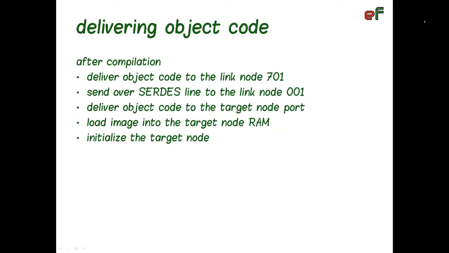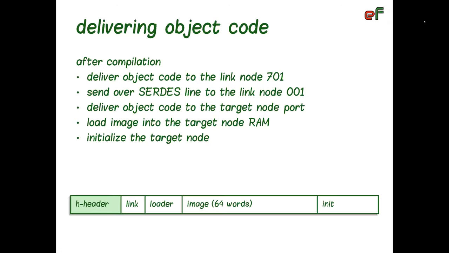Delivering object code is not a trivial task. After compiling an image and initialization code, we must move that code to the link node 701, then send it over the service line to the link node 001 in the target chip, then deliver that code to the target node port, load the image into the target node RAM, and finally execute the initialization code. To this end, node 101 builds an ether message with a path leading to the link node 701.